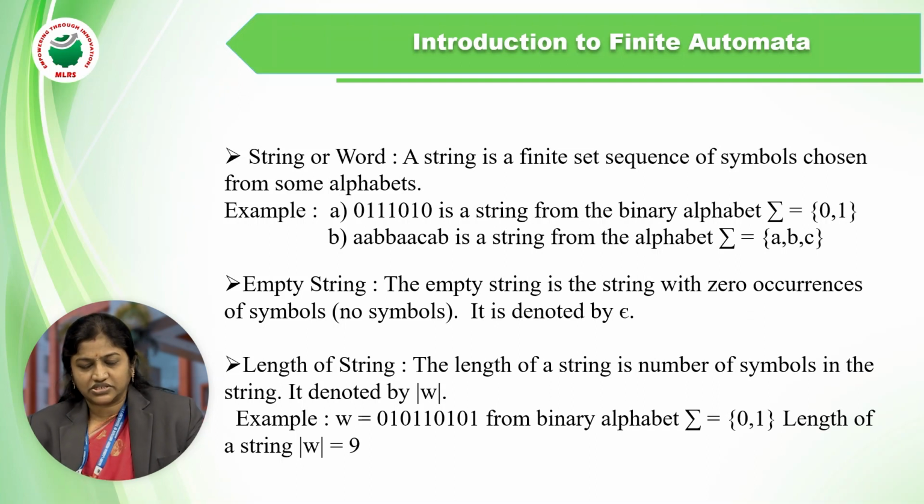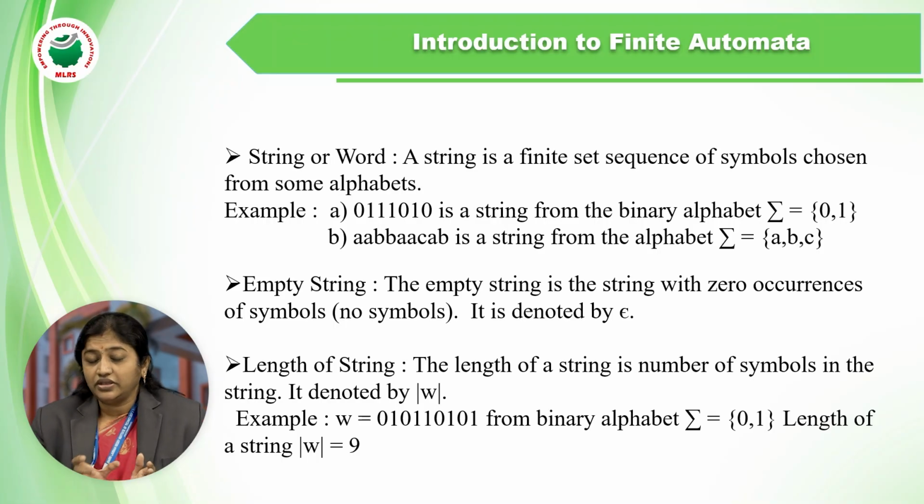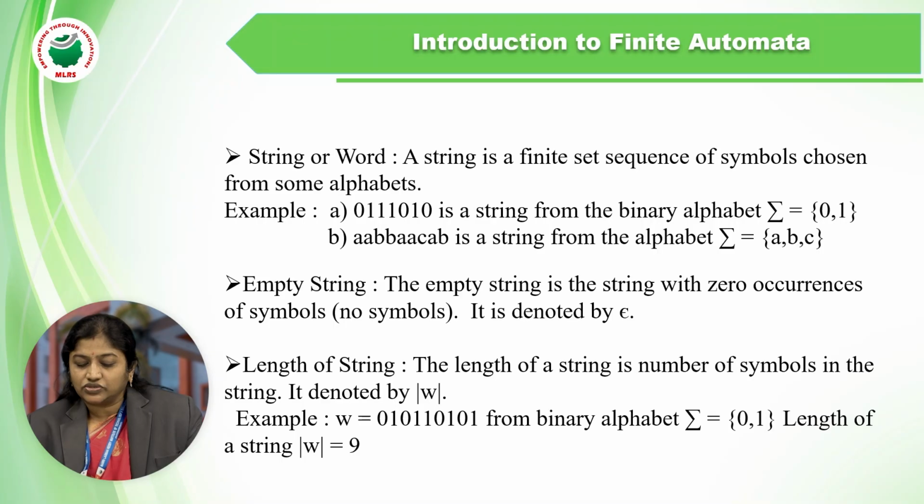Length of the string, just now I said, is nothing but what? How many characters have occurred. So the length of the string is nothing but the number of symbols in the string. It is denoted by mod W. So for example, W here is 0, 1, 0, 1, 1, 0, 1, 0, 1 from a binary alphabet. So here the input symbols we have used are 0, 1, and the length of the string will be 9.